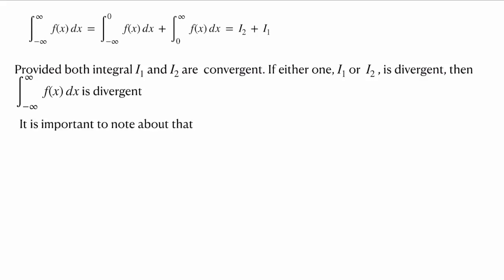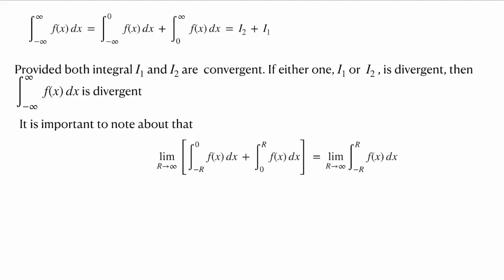Now there is an important thing to notice here: we can write the limit r going to infinity of the integral from minus r to 0 of f of x dx plus the integral from 0 to r of f of x dx as the limit r going to infinity of the integral from minus r to plus r of f of x dx. Now it is clear that only if I1 and I2 converge does the integral from minus infinity to plus infinity of f of x dx exist.